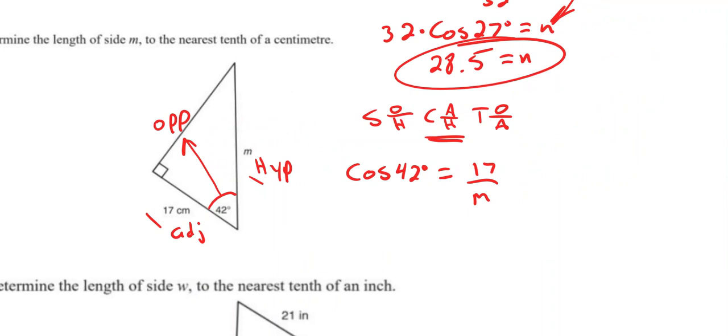Yeah, that's what's really happening. Really, what's happening is we're going to multiply both sides by m, right? So I get m up there, and then we divide both sides by cos 42, and it comes down. But a nifty little way of rearranging this is we can just swap the m and the cos 42, right? The m goes up, the cos 42 comes down. So then we just get m is equal to 17 divided by cosine 42.